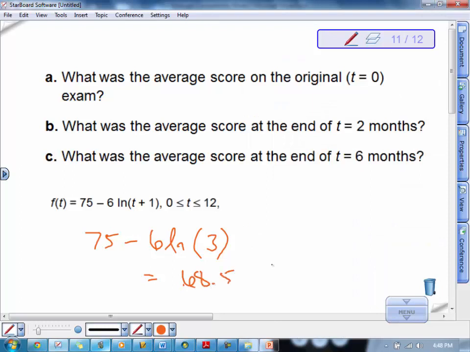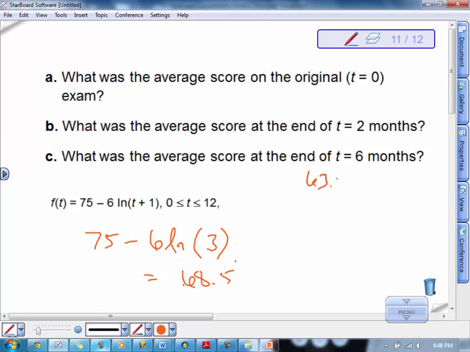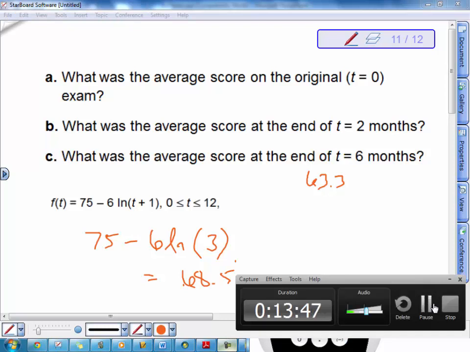Okay, and then at 6 months, you can look back at the calculator. Again, at 6 months, the average score was about 63.3. So you can see how the score is decreasing as time goes on, which is what you'd expect. Okay, well this helps, and we'll make a homework help video on this same stuff.